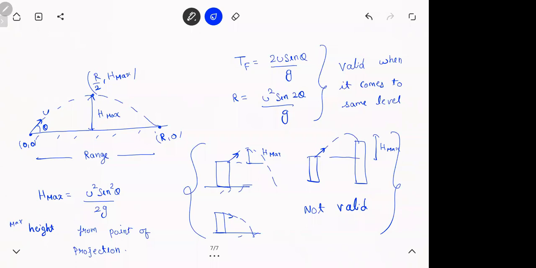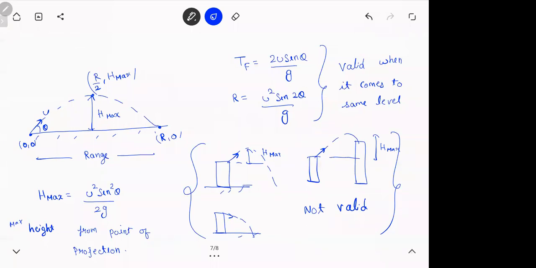I have seen people blindly writing U square sine 2 theta by g, especially with medical repeaters. You say range, this is U square sine 2 theta by g. What is the question? They don't care. That's the problem. I had one kid two years back. He was a repeater. The problem with repeaters is that they mug up everything and come. It is difficult to change them, and we don't have time to change the way they think.